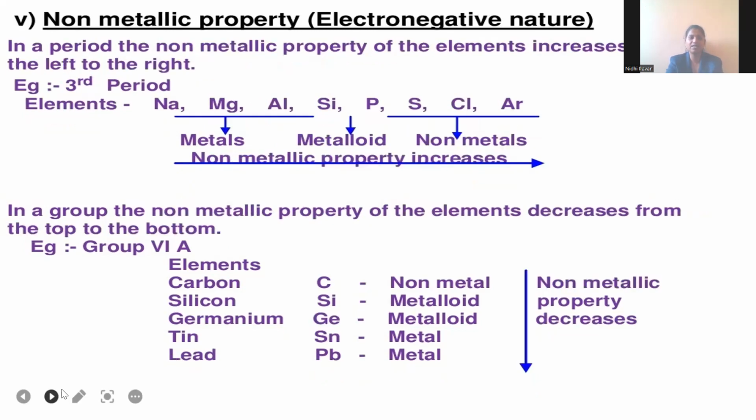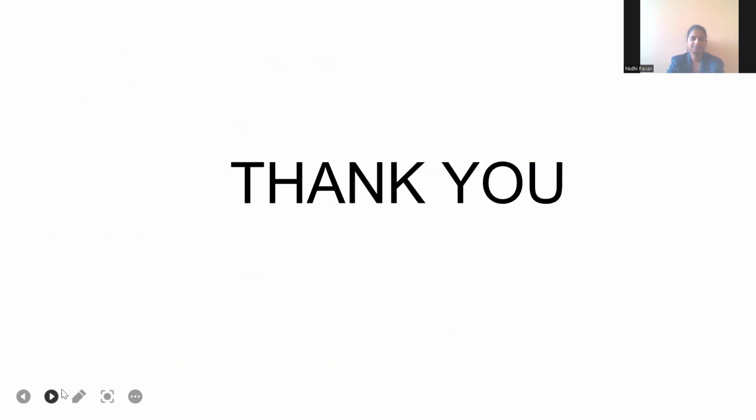Next, non-metallic property. It is vice versa from metallic property. So non-metallic property, that is the probability of gaining electrons, increases along the period and decreases down the group. Okay. So this is regarding the properties of the periodic classification of elements. What all properties did we learn, guys? Valence electrons, valency, atomic size, and also metallic property and non-metallic property. So this is the last concept of the periodic classification of elements. Here we ended with the periodic classification of elements.